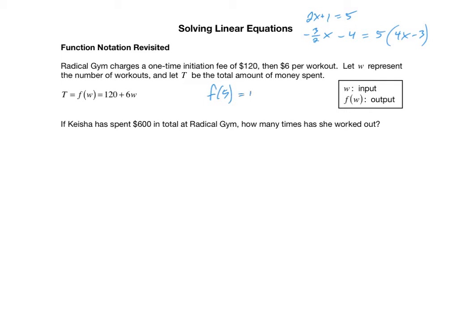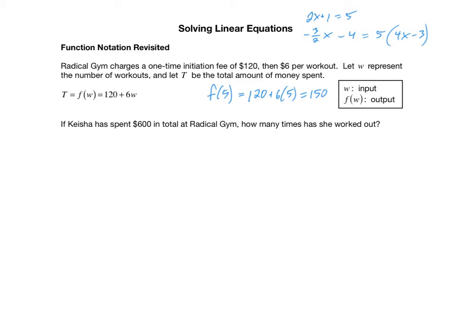F of 5 represents the output for the input 5. And we saw we can simply plug that into the rule and do the arithmetic, and we've got 150. So if someone works out 5 times at Radical Gym, then they've spent $150. But now we want to address a new type of question. If Keisha has spent $600 in total at Radical Gym, how many times has she worked out?